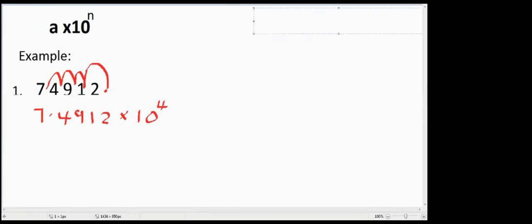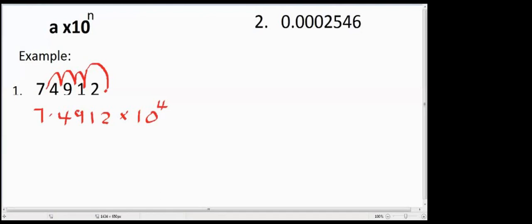Let us do another example. So we can say this is number 2. What if we were given 0.0002546, right? And we were asked to write this into standard form. This number starts with a zero, so we have to move to the right this time. And when we move to the right, our index, our power is going to be negative.